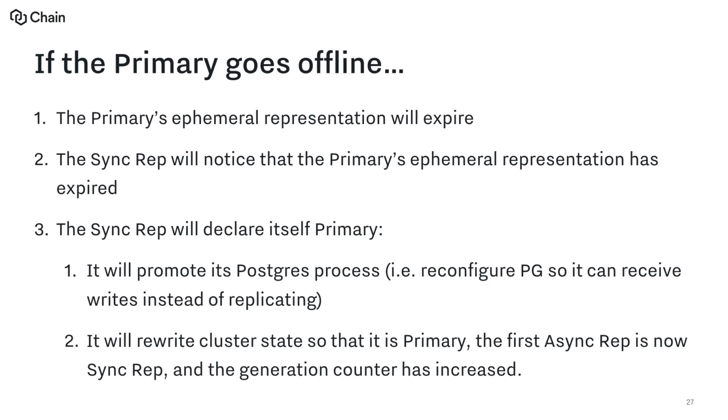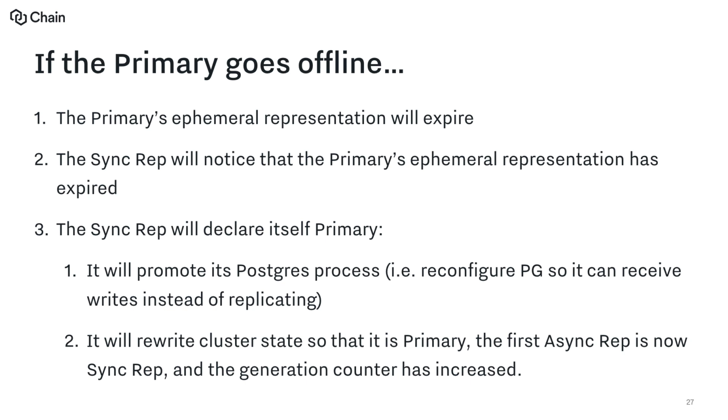So if the primary goes offline, the first thing that will happen is that the primary's ephemeral representation will expire, right? And then the sync rep will notice this, and it will take action to declare itself primary. So first, it will promote its own Postgres process. It reconfigures Postgres so that it's accepting writes from Core D rather than replicating from an upstream database. And then it will rewrite cluster state so that it is the primary, and the first async rep is listed as the sync rep, and the generation counter has increased.